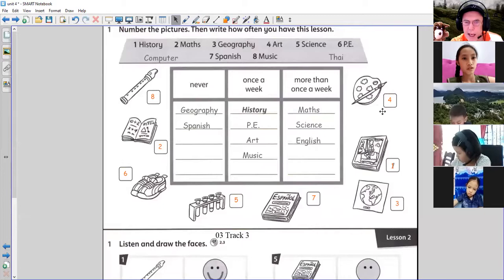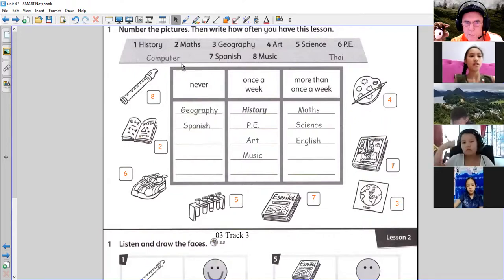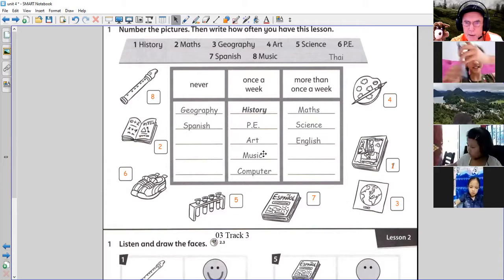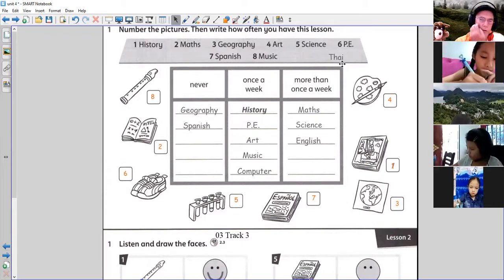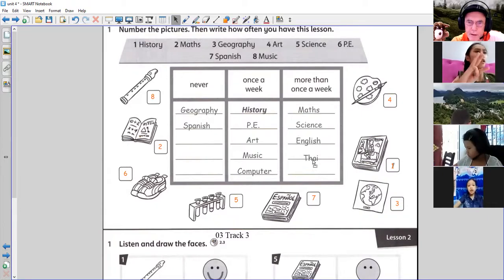Okay, and what about computer? One a week. Okay, 1 a week. So that will go there. And what about Thai? How often do you study Thai? Three or four. That's okay. So that goes there. All right.